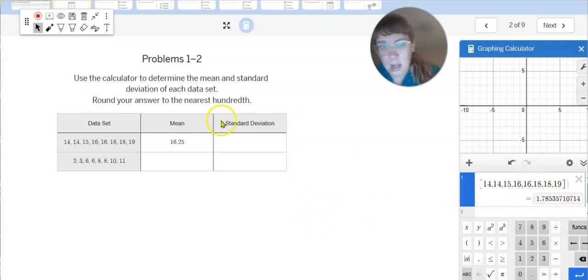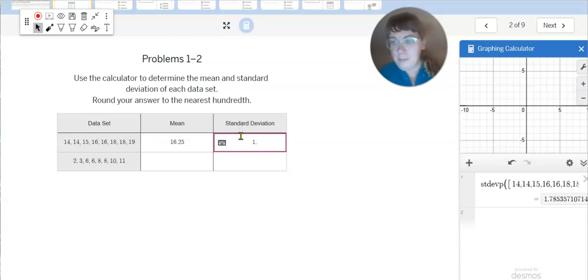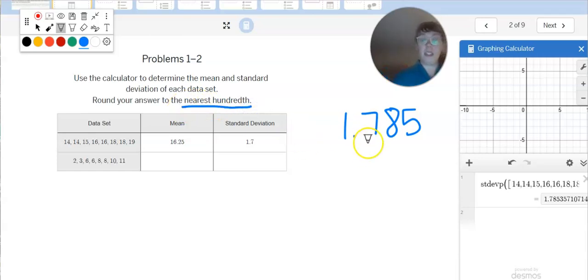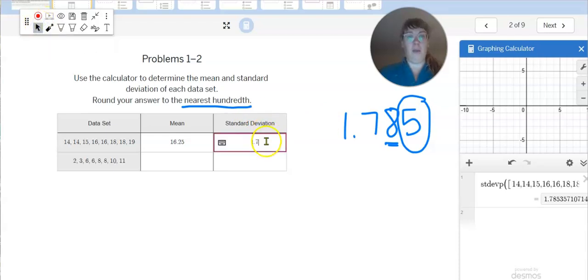So we have 1.785. So we want to the nearest hundredth, so we want 2 decimal places. So we're wondering, does this stay in 8 or do we round it up to a 9? So since it is a 5, we round it up, so this is going to become 1.79. Beautiful.